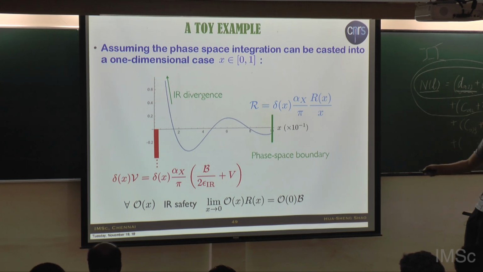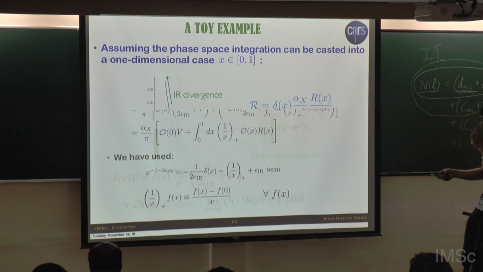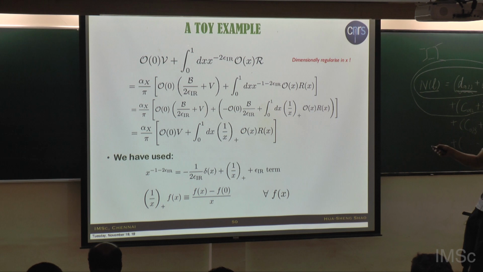And then my virtual contribution is a delta function, located at x goes to 0. After I integrate my loops, it gives me b over 2 epsilon IR plus a finite virtual part. Of course, I have normalized these. For IR safety, this means if I take x equal to 0, O(x) times R(x) is equal to O(0) times the Born. This ensures that your poles can cancel. So then I can calculate it.